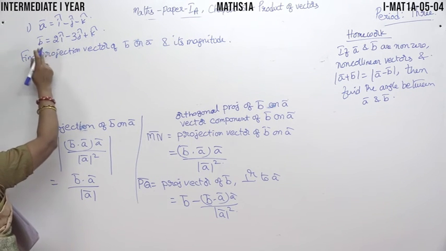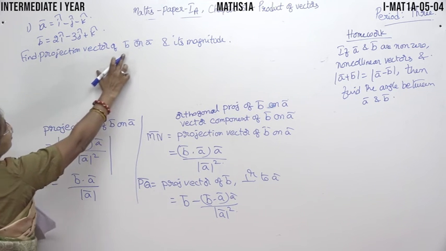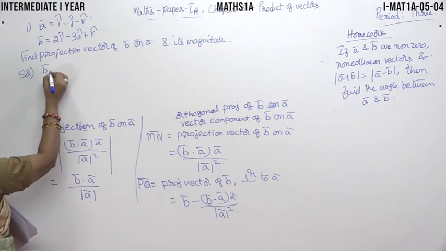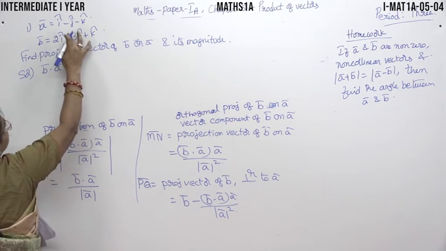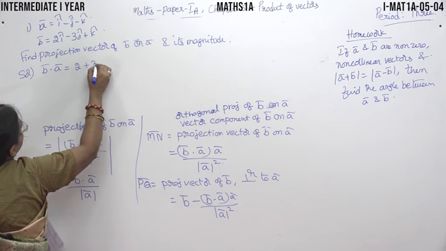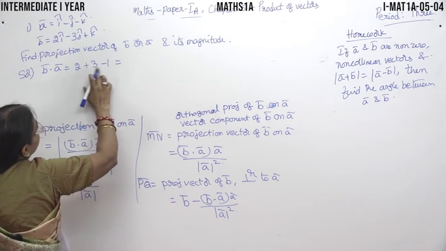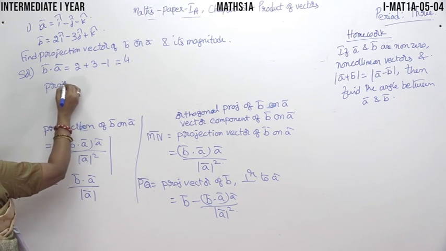So first find the projection of B on A, so it is B dot A into A by mod A square. So you will find B dot A. What is B dot A? B dot A is 2 into 1, 2, minus 3 into minus 1, 3, and then 1 into minus 1, minus 1. So 5 minus 1, that is 4.